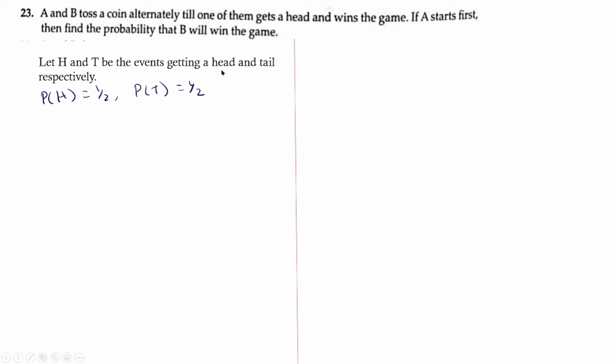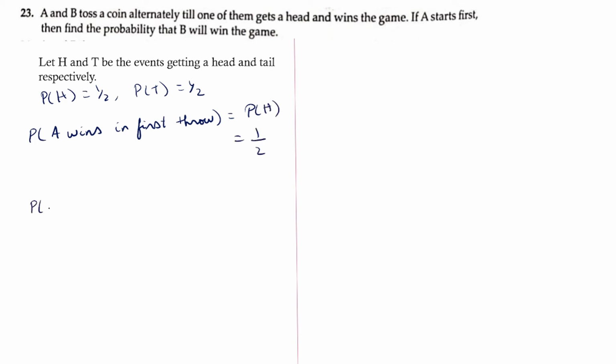And here it says A starts first. So if A starts first, the probability that A wins in the first throw is equal to the probability of getting a head. This is half.